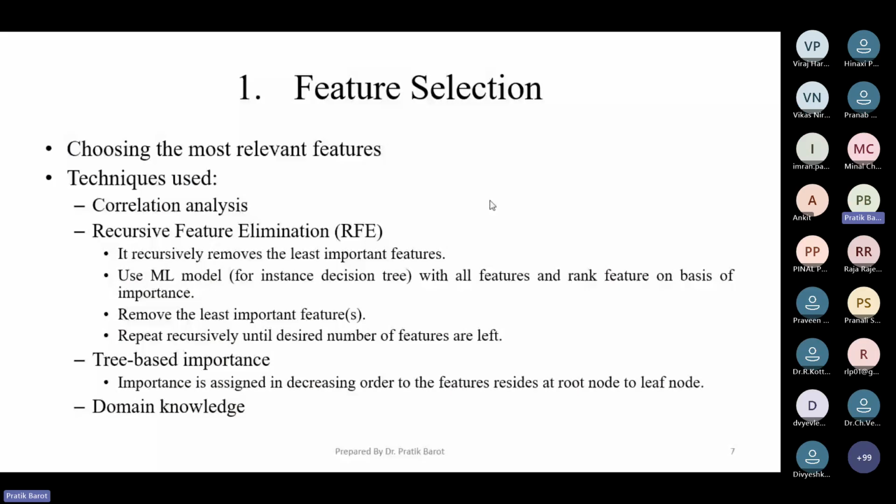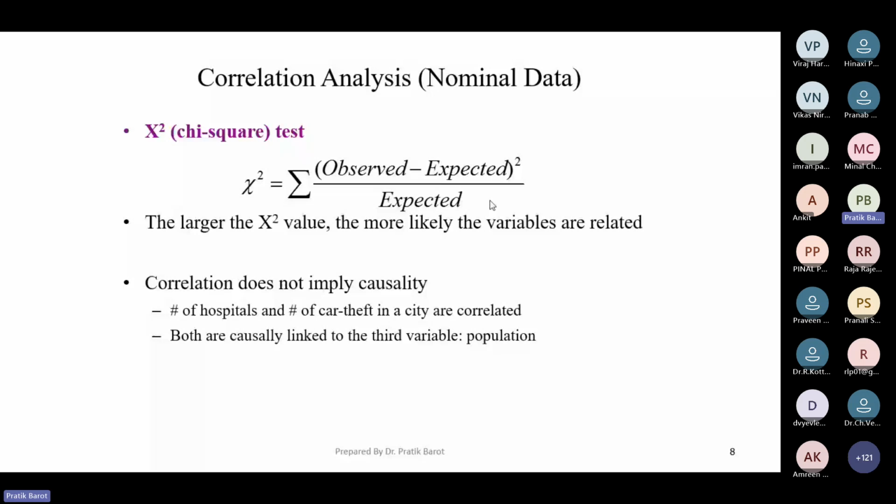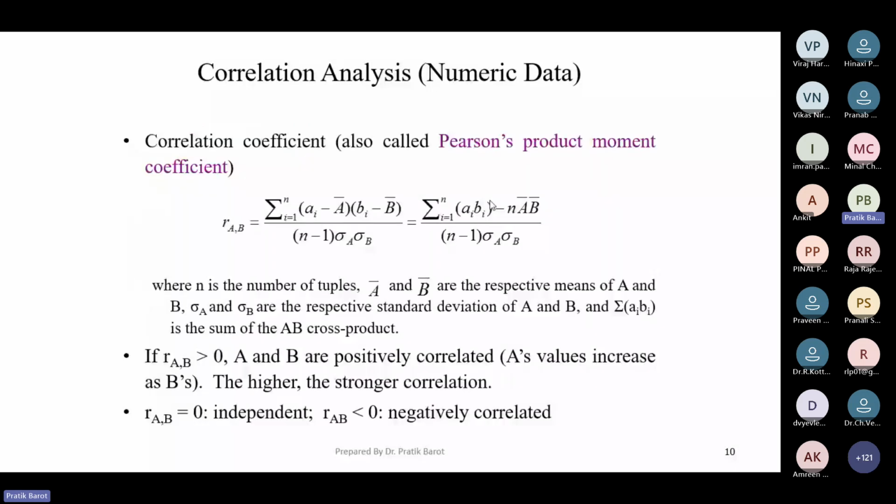have major impact on the final outcome. So these are the ways you can identify and do the feature selection. Correlation analysis, we have two major statistical measures. One is the chi-square test, and another one is called the correlation coefficient, also known as the Pearson coefficient.